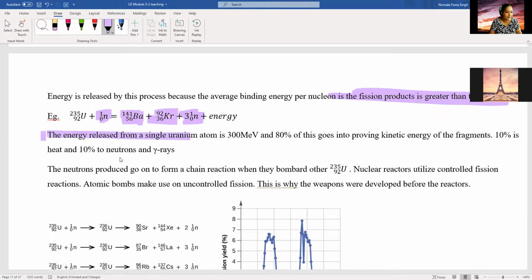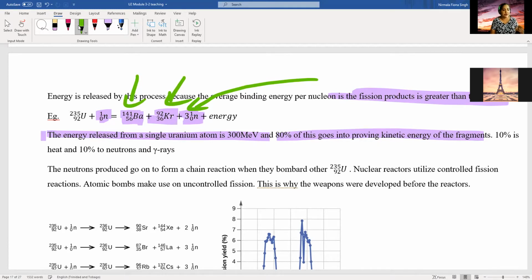The energy released from a single uranium atom is 300 mega electron volts. So it's a lot of energy contained in one single uranium atom, as in the one explosion of that uranium-235 to give you the barium and krypton is 300 mega electron volts. 80% of this goes into providing kinetic energy for the fragments, all fragments being barium, krypton, and most of them into your neutrons, because neutrons have the smallest mass, so they're going to move the fastest.